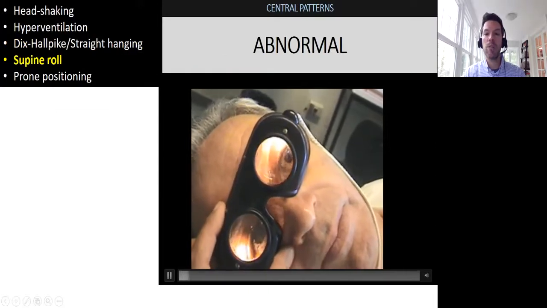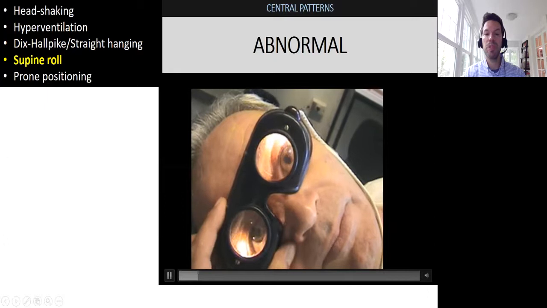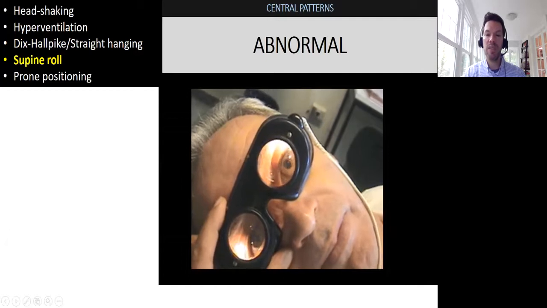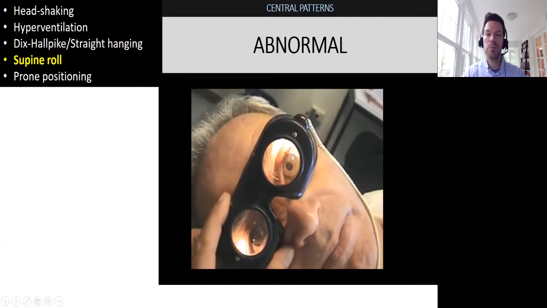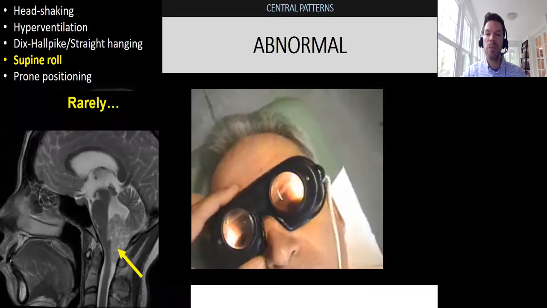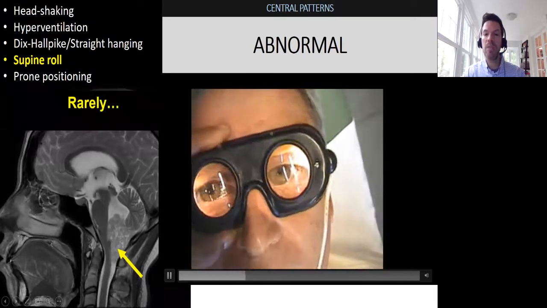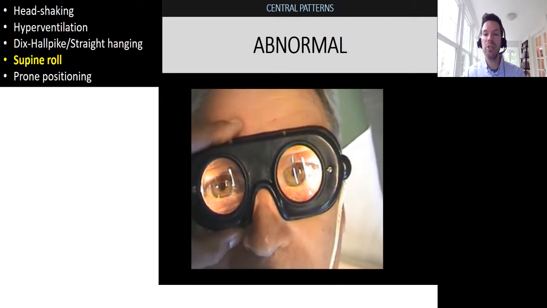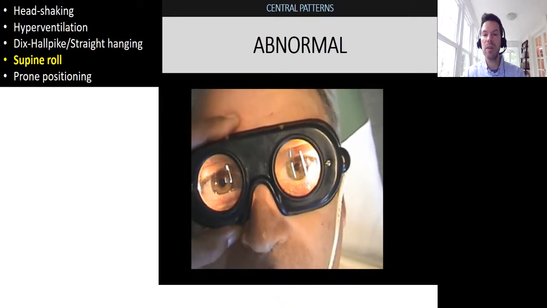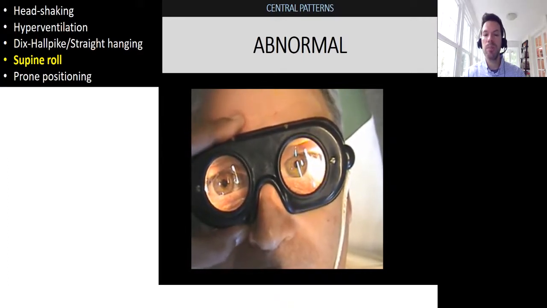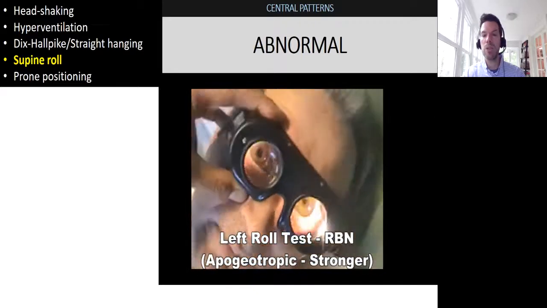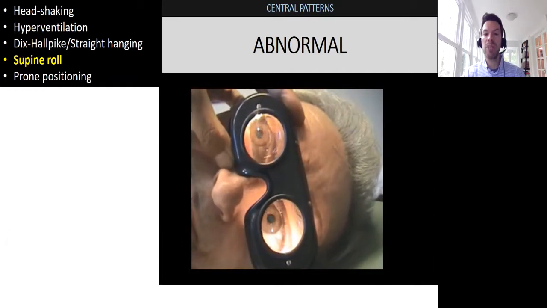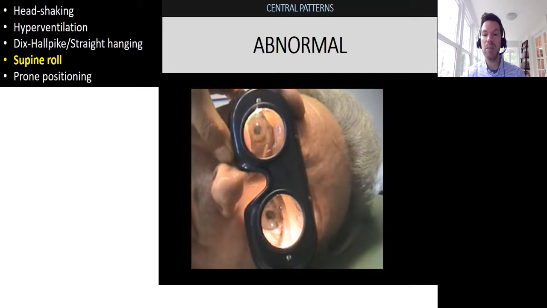This patient is in the right supine roll position with the right ear down and has left beating nystagmus. This is apogeotropic nystagmus. And when the left ear is down, the nystagmus is going to also be apogeotropic. So left ear down, right now he's just in a supine position. Now his left ear is down towards the ground. This is a left roll test. And now there's right beating nystagmus. So it changed direction, but it's still beating toward the sky.